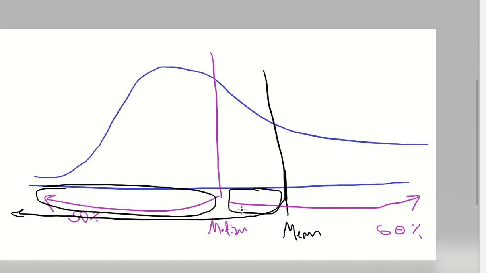Okay? So when I say that the mean is above 65% of the data, that means the mean is below 35% of the data. That means that the mean is above the median, meaning the data is positively skewed. Okay.